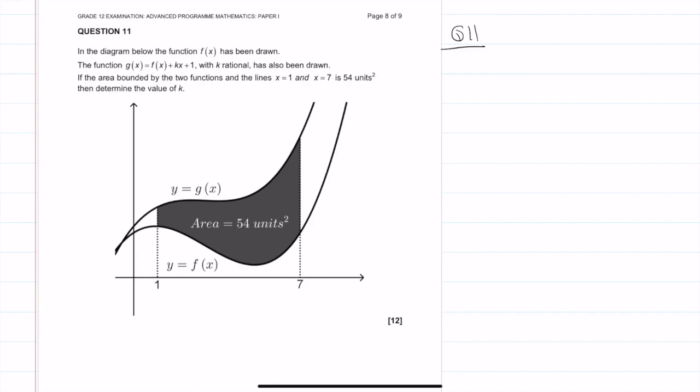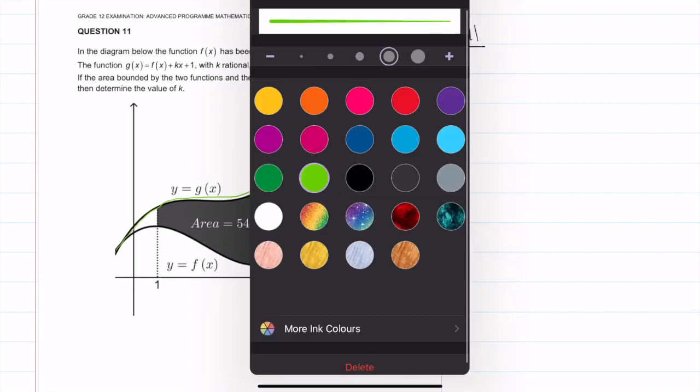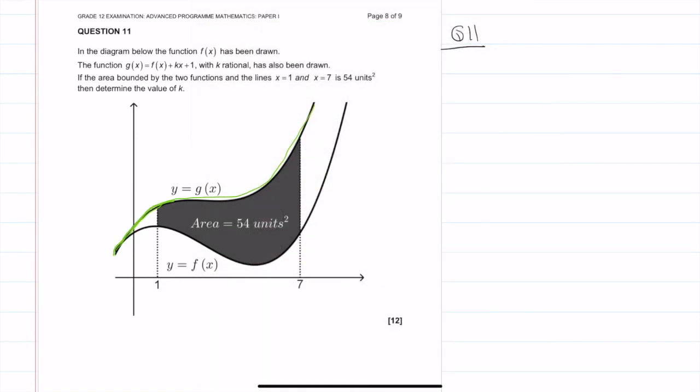In the diagram below, the function f of x has been drawn. The function g of x, which is equal to f of x plus kx plus 1, with k being a rational number, has also been drawn. So g of x is going to be in green, and f of x is in red. If the area bounded by the two functions and the lines x equals 1 and x equals 7 is 54 units squared, then determine the value of k.